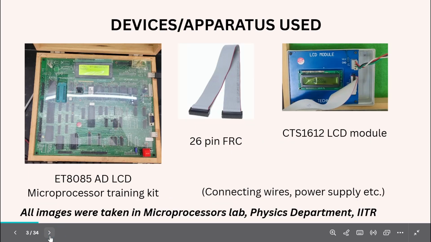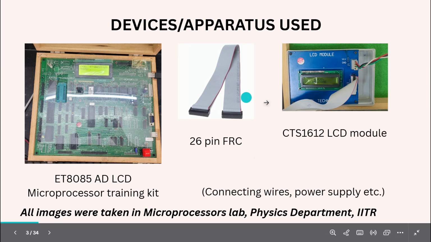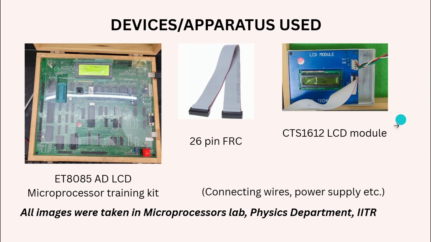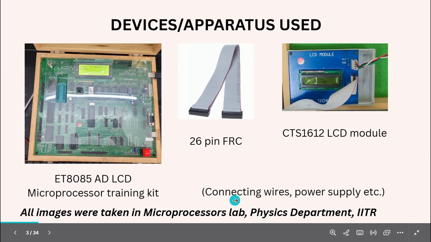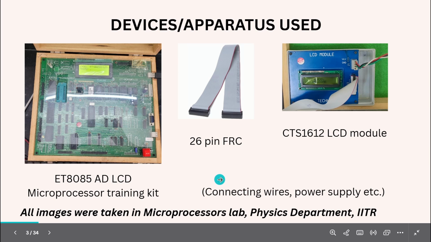So now let's look at the apparatus and the devices used in the experiment. The first is the 8085 microprocessor training kit, which was made by Excel Technologies, and we also need a flat ribbon cable, and of course we need the LCD module CTS 1612, which was also made by Excel Technologies. We also need other trivial devices such as connecting wires, and of course a power supply. All of these images were taken in the microprocessor lab in the physics department of IIT Roorkee.